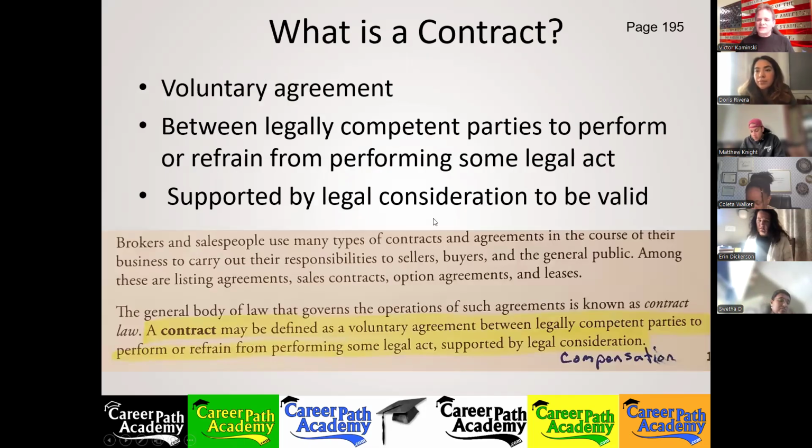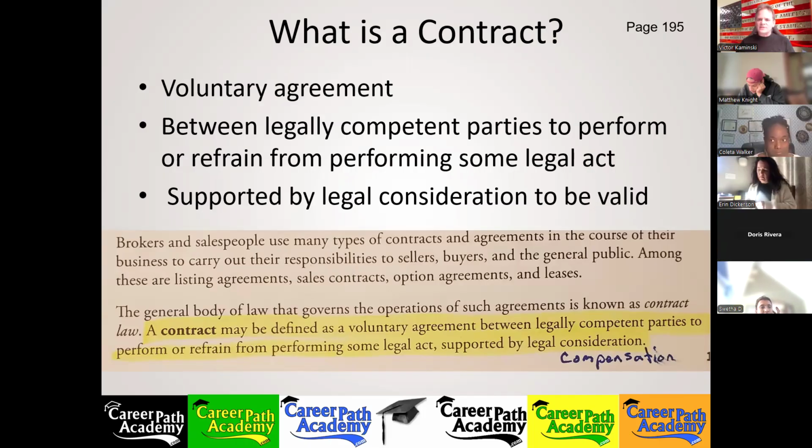So let's start off with, what is a contract? Well, a contract is a voluntary agreement between legally competent parties to perform or refrain from performing some legal act that is supported by legal consideration to be valid. For any contract to be valid, there has to be something of value exchanged between the parties. That's what consideration is. It's that compensation, that thing of value that's exchanged between the parties. So on page 195, let's highlight that.